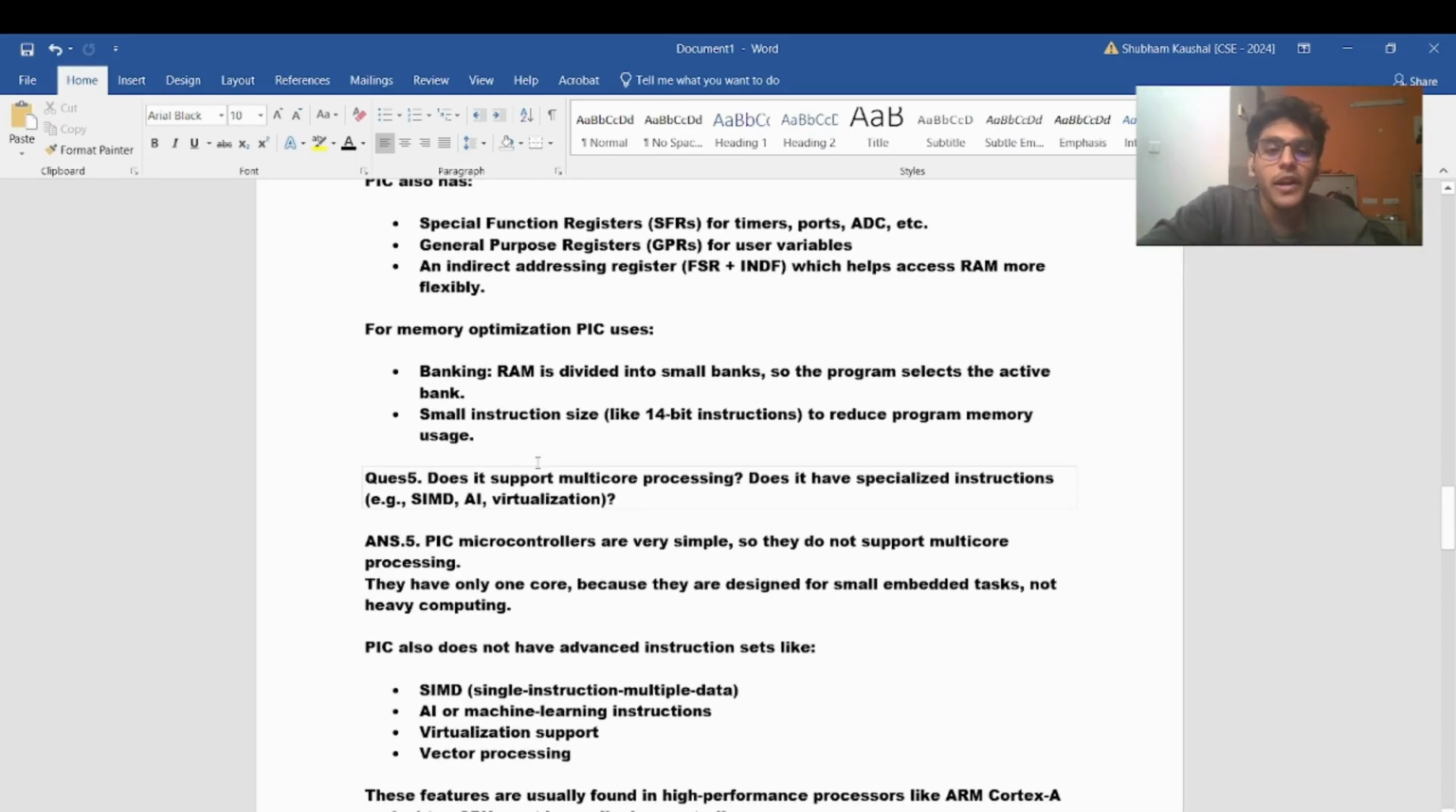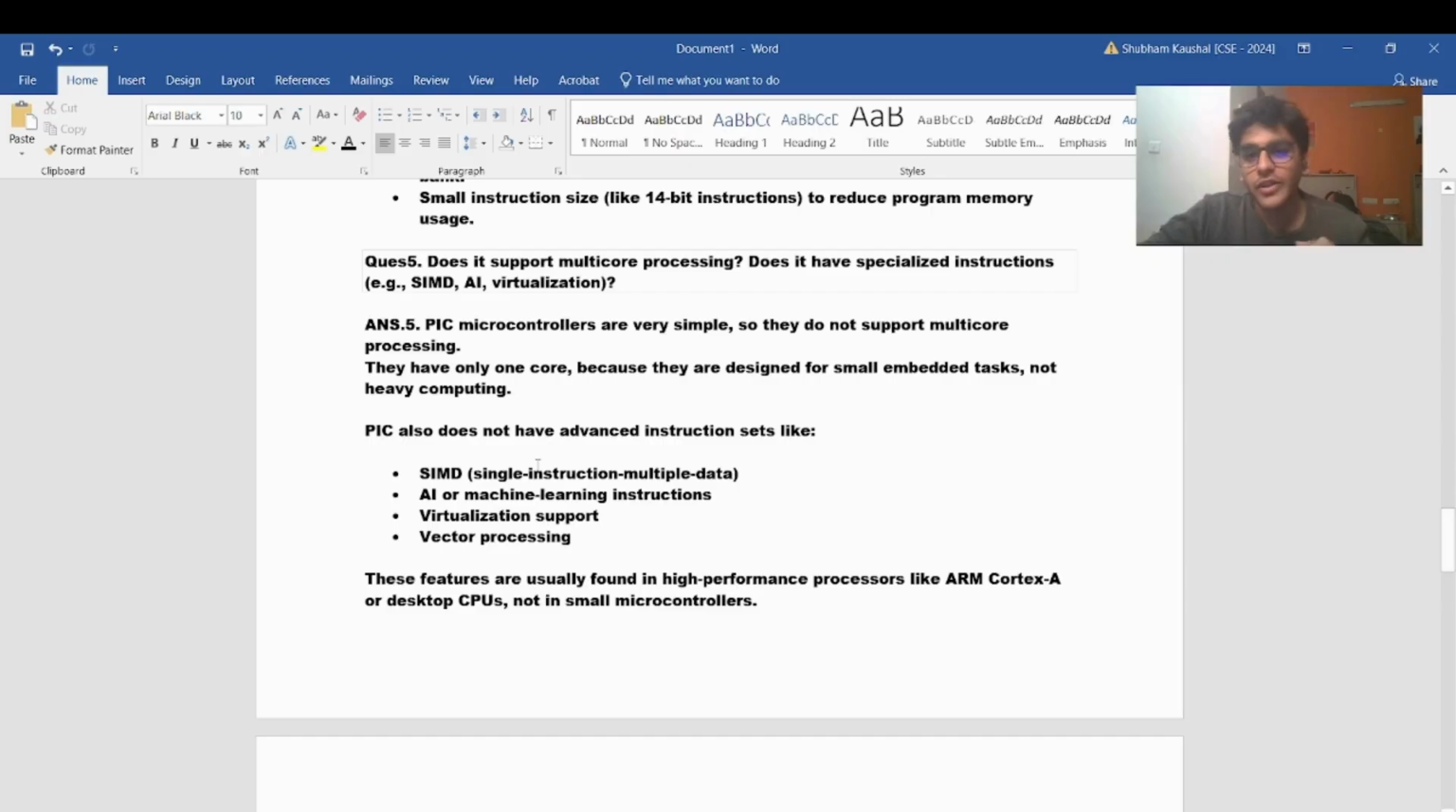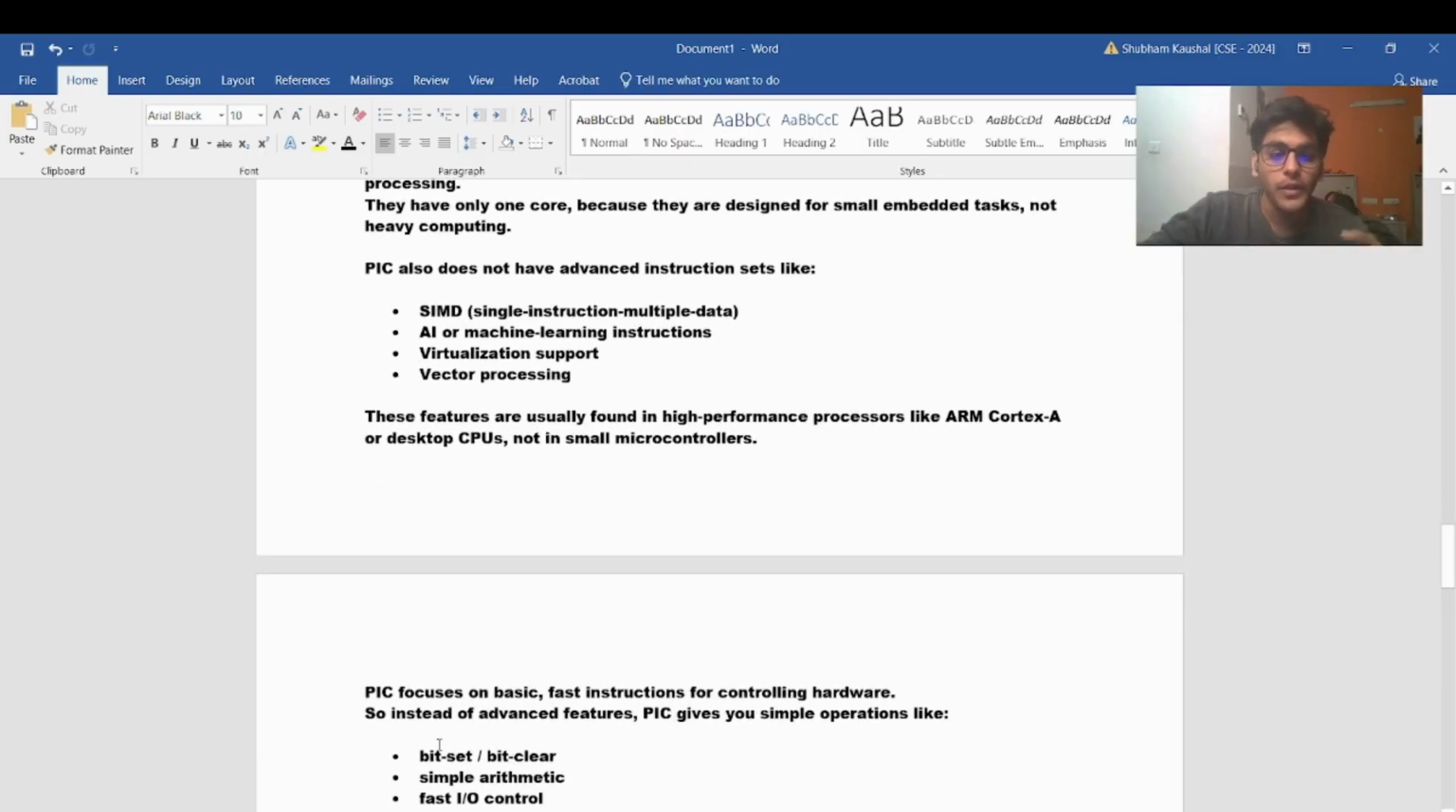Next, we will be studying whether the PIC supports multi-core processing or not. As we've already studied in the previous questions, it follows the RISC architecture, and because of the RISC architecture, it only has a single core processor, so it does not support any multi-core processing, and it does not have any specialized instructions such as AI, ML, virtualization. It can only support the simple instructions that we had already studied, the bit set and bit clear, and the simple arithmetic instructions.